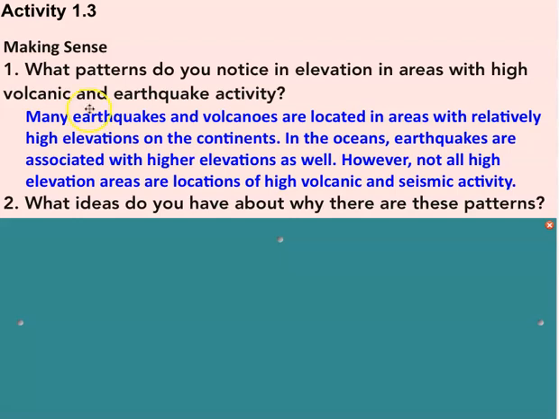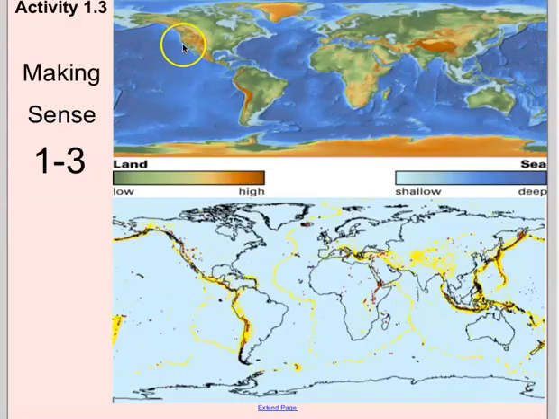So what is that saying? Well, when you looked at the land, a lot of these higher areas, you tended to see a lot of earthquakes and volcanoes.